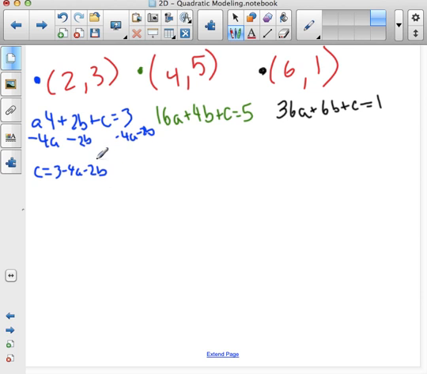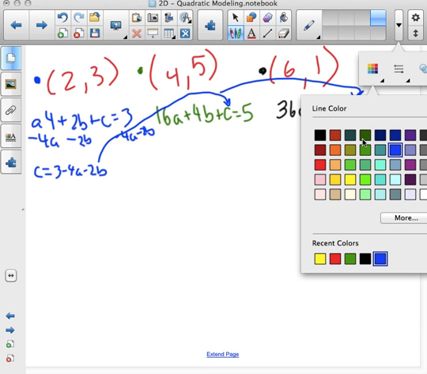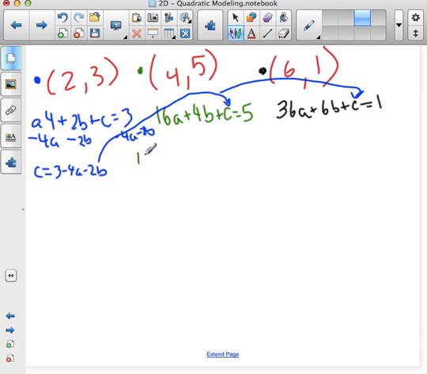And we are going to take that value and plug it into the green equation where we saw C, and also into the black equation where we saw C. All right, so now I'm going to attempt to rewrite these equations. The green equation should say 16A plus 4B plus, and now I'm going to insert all this for C, 3 minus 4A minus 2B. And it still equals 5.